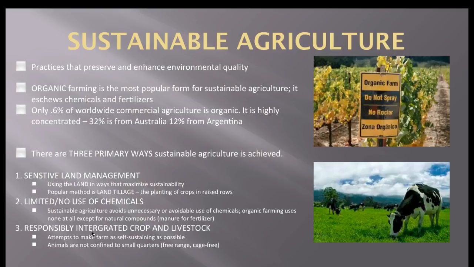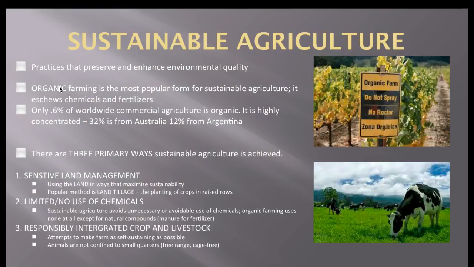And the final topic in key issue 4 here is sustainable agriculture. This essentially means practices that preserve and enhance environmental quality, keeping the environment in mind the entire time that you are farming. One obvious way we discussed before in class is organic farming. It is the most popular form of sustainable agriculture. Basically, it stays away from chemicals and fertilizers being applied not only to the crops, but to the soil that it is actually grown in.